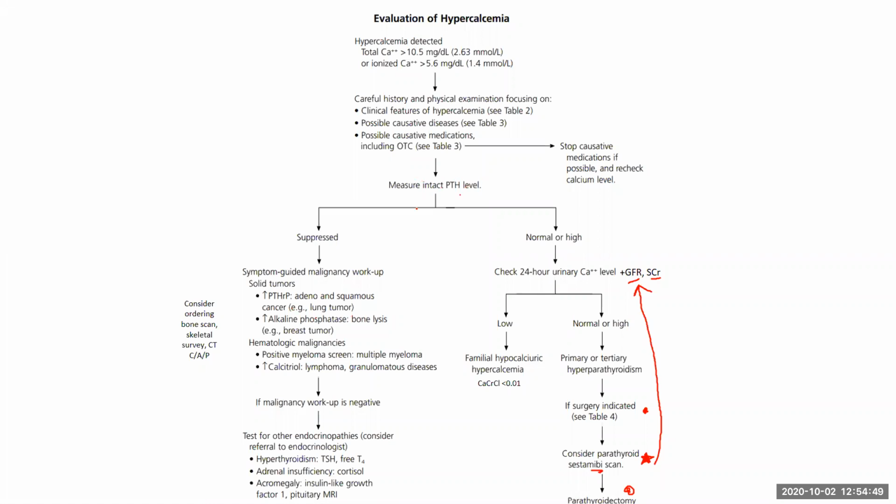But if you get this PTH level and it's actually low, now you're thinking about maybe there's a cancer going on, there's some tumor. So you're going to order that PTHrP. You could start looking for lung cancers. Maybe you're going to get a chest x-ray.